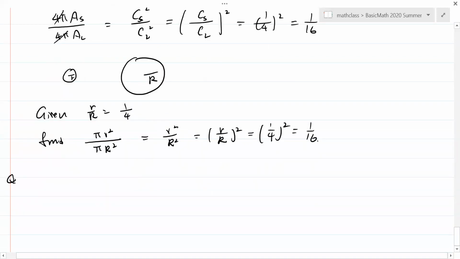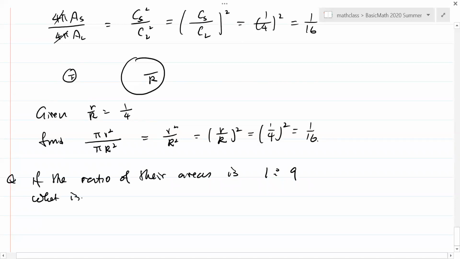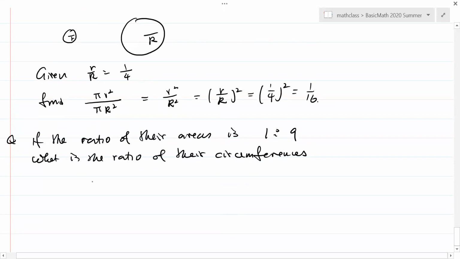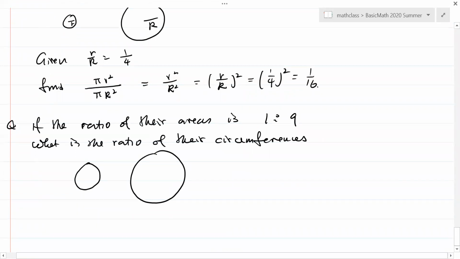So for practice, I want you to do the following. If the opposite way, if the ratio of the areas is 1 to 9, right? What is the ratio of the circumference? Okay, you have two circles. I know the ratio of the areas. I want to know the ratio of their circumference. Okay, this is the area of a large, small, right?